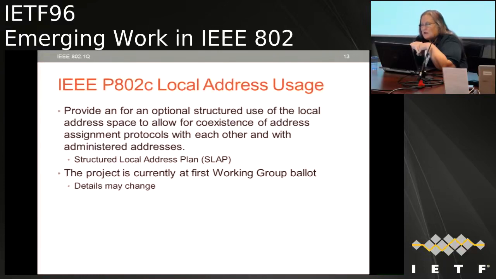This is called, I'm not crazy about this acronym, and this might get changed if somebody can come up with a better acronym, but it's called the Structured Local Address Plan, and it's currently at first working group ballot. So it's currently going out for the first broader review in the working group. This normally is a stage that produces lots of comment, and the details may change.